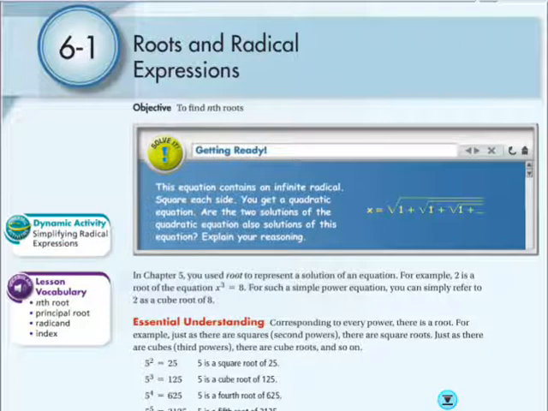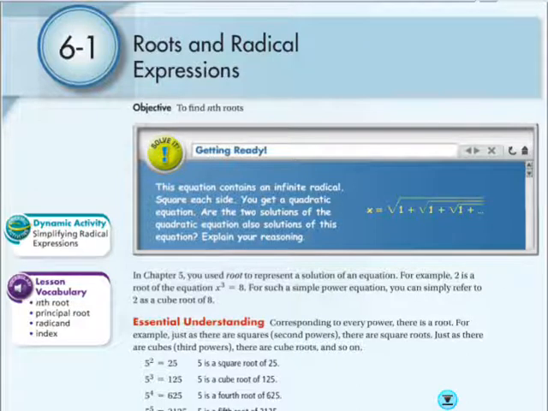Welcome to Chapter 6, Section 1. Chapter 6, there's a lot going on. It's radical functions and rational exponents. Very exciting stuff. To start, we need to understand roots and radical expressions. So we're going to take a look at this today. This is stuff that you have some familiarity with, but we're probably going to take it to an extent that is perhaps new or more complicated.